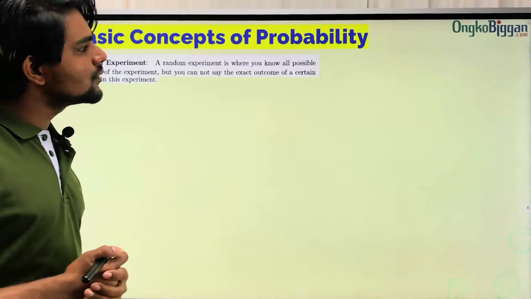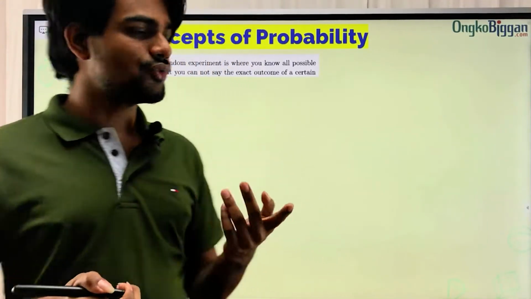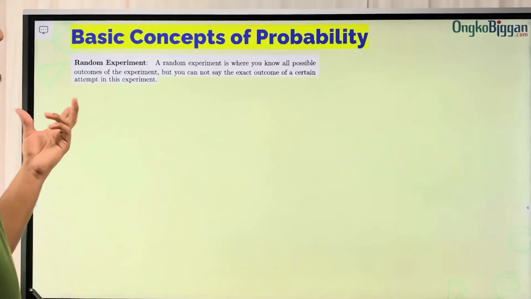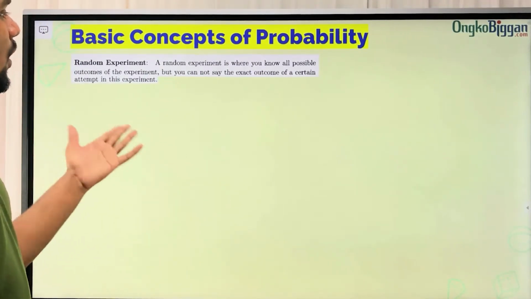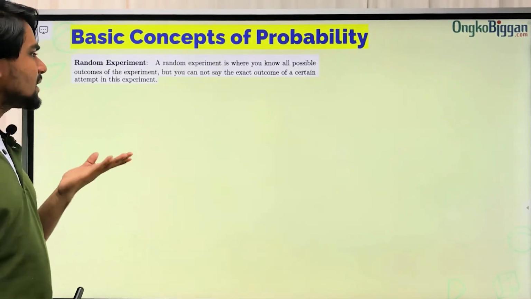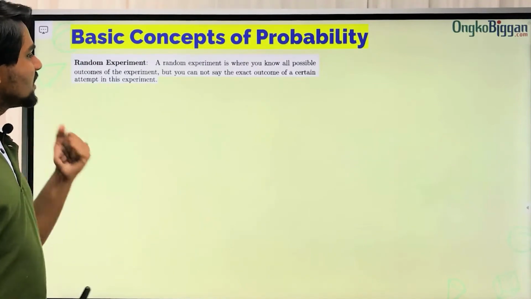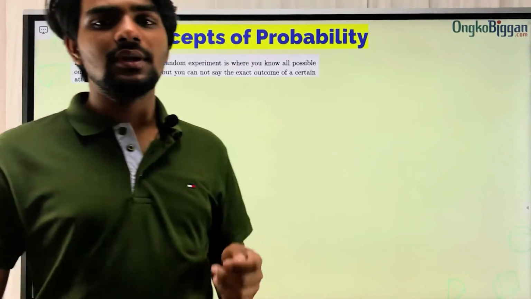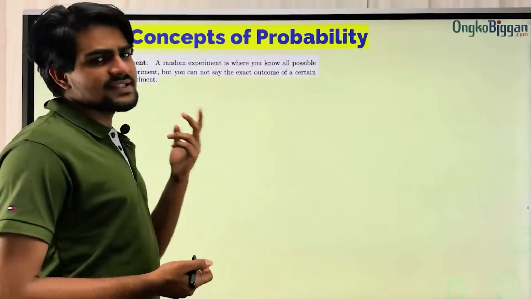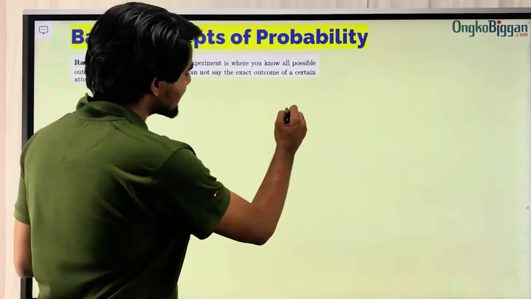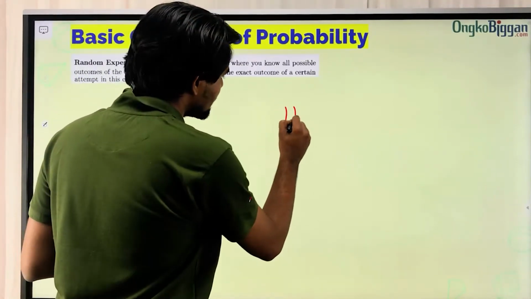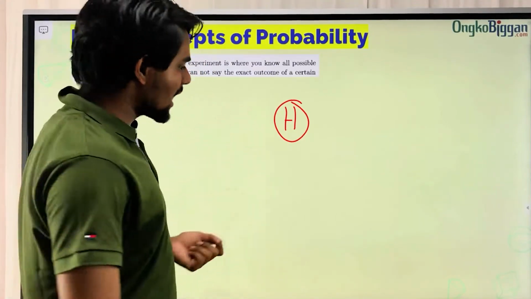So to understand probability, the things that you need to know are, firstly, what is a random experiment? Basically, a random experiment is where you know all possible outcomes of an experiment, but you cannot say the exact outcome of a certain attempt in this experiment. For example, you take a coin and try to toss it. What happens if you toss a coin? You know that it can be a head or it can be a tail.